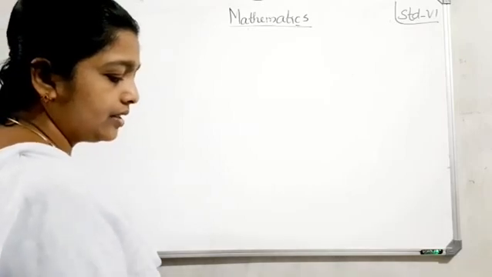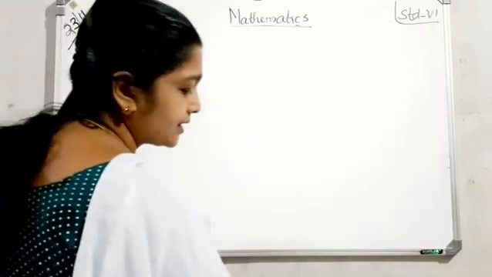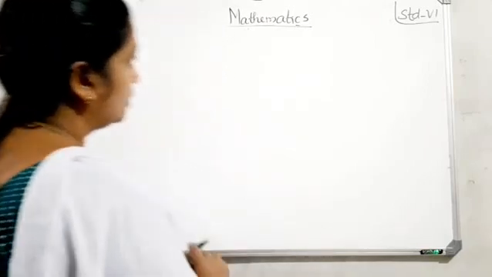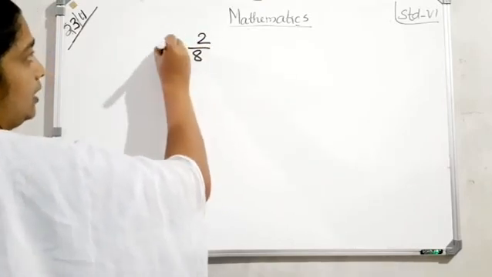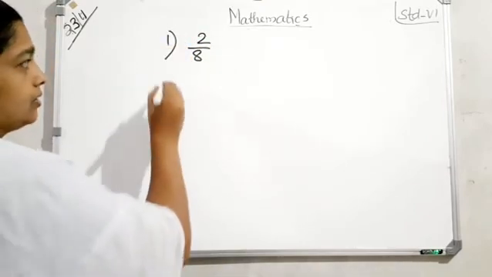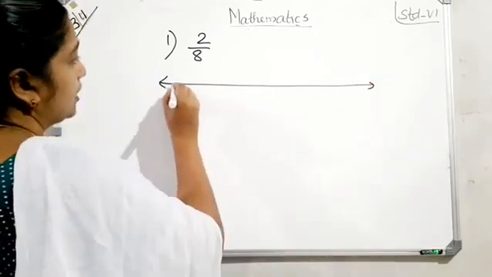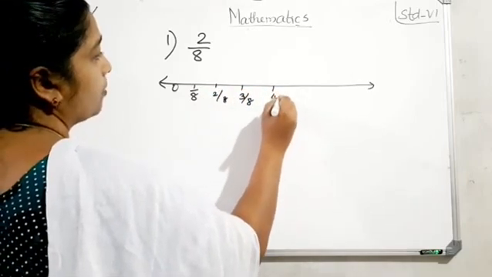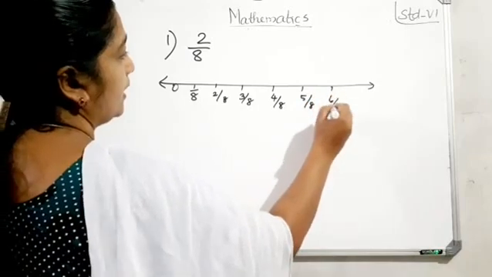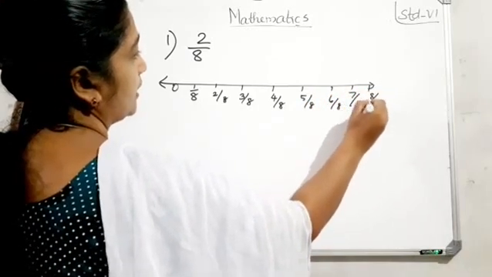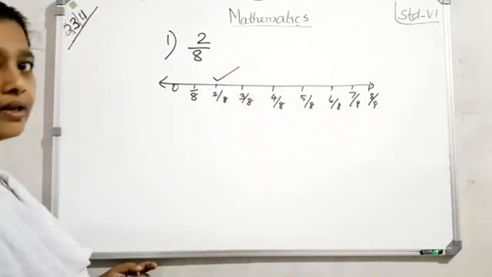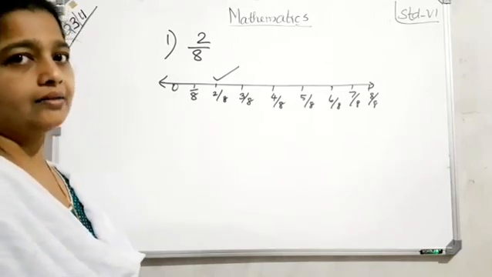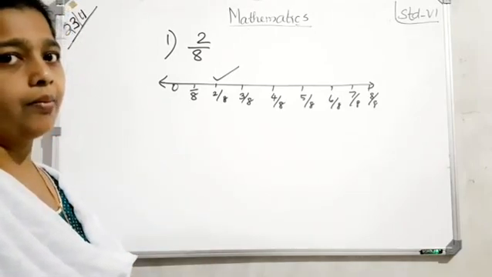Next, draw the number line and represent the fraction on it. So how can we draw? One example, 2 by 8. Write the question: 2 by 8 on the number line. First draw the number line, 0, then 1 by 8, 2 by 8, 3 by 8, 4 by 8, 5 by 8, 6 by 8, 7 by 8, 8 by 8. From here, where is 2 by 8? This is the representation of a fraction on a number line.